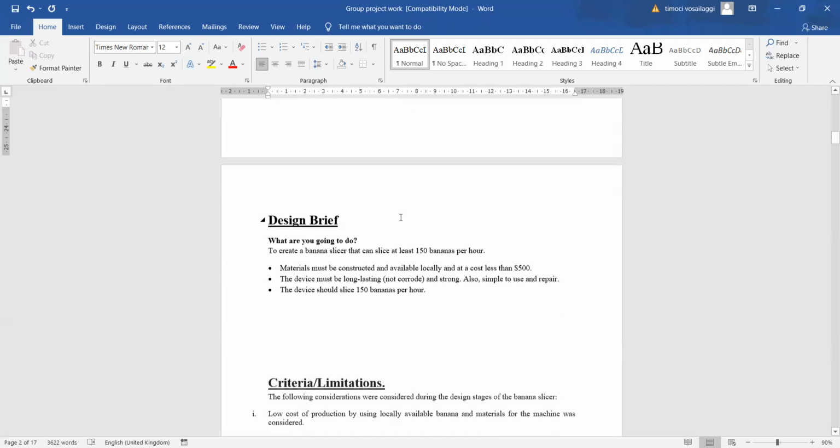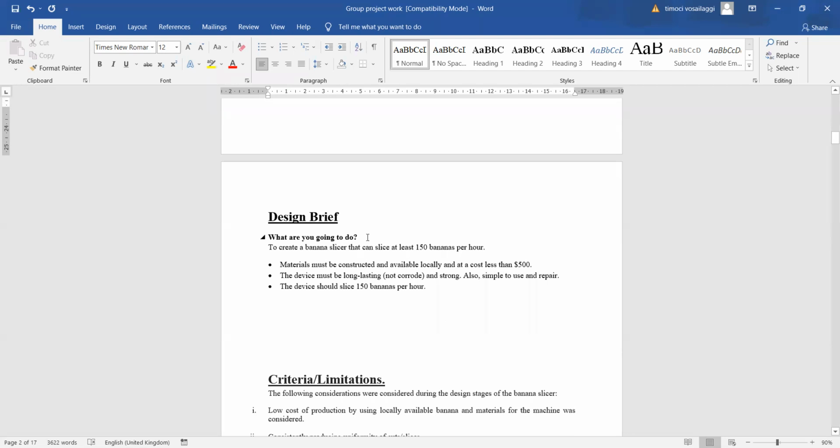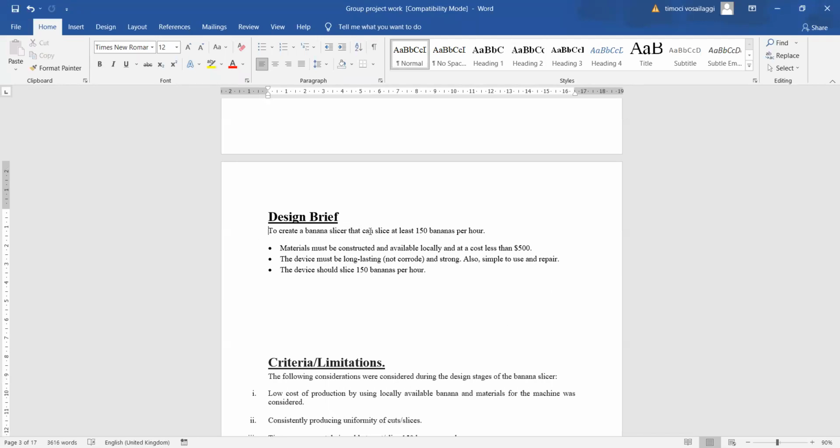Now the design brief. Wherever you can, try and refrain from putting open-ended questions or open-ended statements. So what are you going to do? You might use this to help you actually come up with the sentences or the structure, but you don't include it in your final report, okay? So a design brief is just a statement as to what it is this project will actually cover. So to create a banana slicer that can slice at least 150 bananas per hour. Okay, that's a good design brief. Just straight to the point, a quick statement as to what it is, the end result of this project. You should satisfy your design brief.